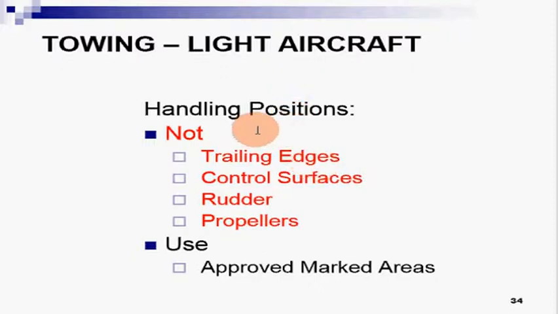Towing light aircraft: handling positions. These are the positions where we must not push an aircraft: the trailing edges, control surfaces, rudder, and the propeller. Use the approved marked areas approved by the manufacturer or the operator, or positions that the aircraft maintenance manual allows, from where you can push an aircraft.